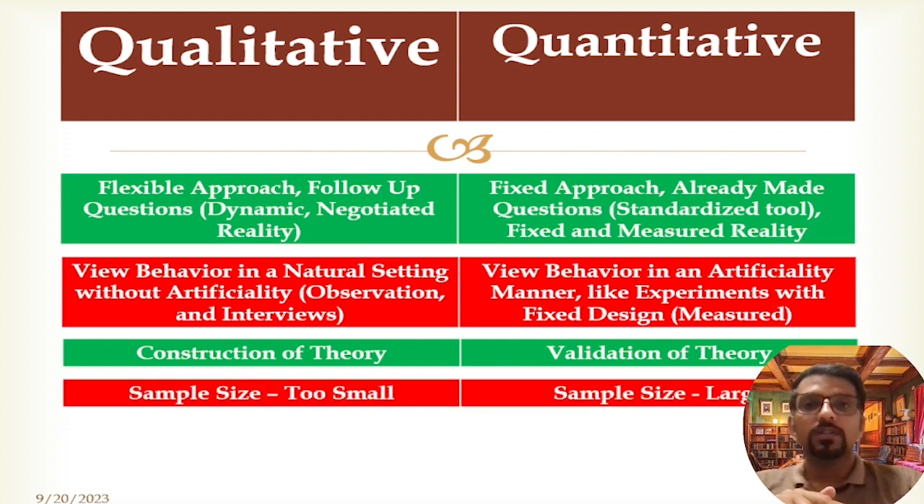Fourth difference: sample size. In qualitative research it would be small, and in quantitative research it would be large. Sample sizes are typically relatively small in qualitative research. This is because the emphasis is on in-depth exploration, and it allows researchers to delve deeply into the experiences and perspectives of a selected group of individuals. Whereas in quantitative research, the focus would be on the validation of theory, as we discussed in the previous example. So it involves large samples to achieve statistical significance and generalizability.